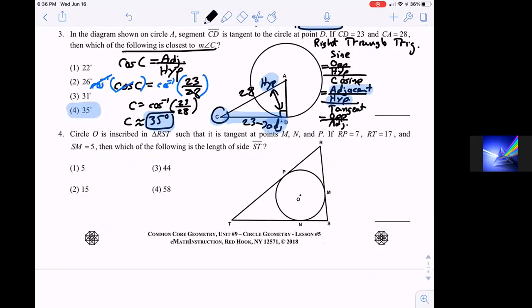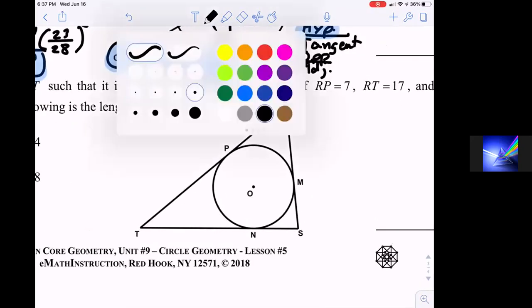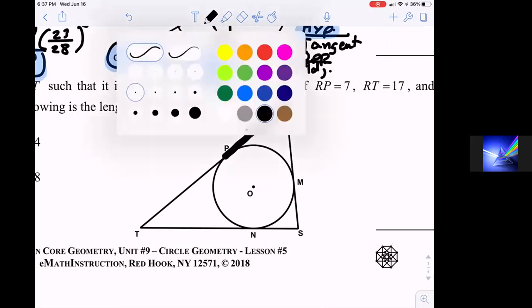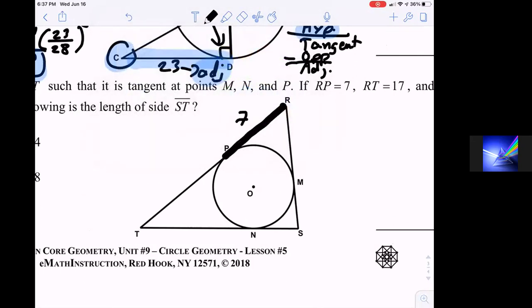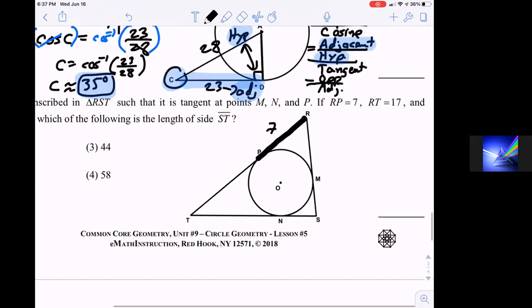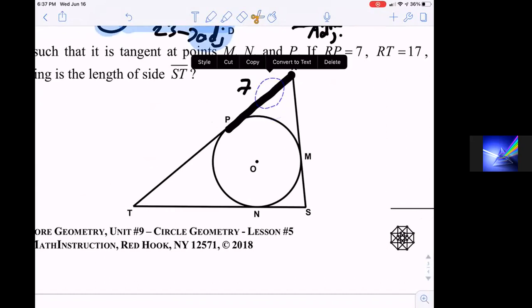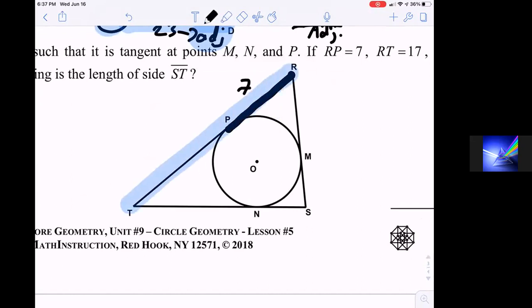Number 4. Circle O is inscribed in triangle RST such that the tangent points M and P. If RP is 7, let me darken this in a little bit, RP is this one right here. So RP is 7. RT is 17, so the whole thing across would be 17.